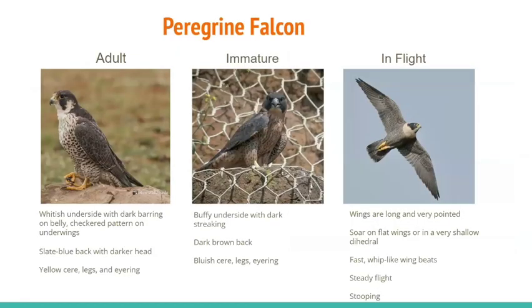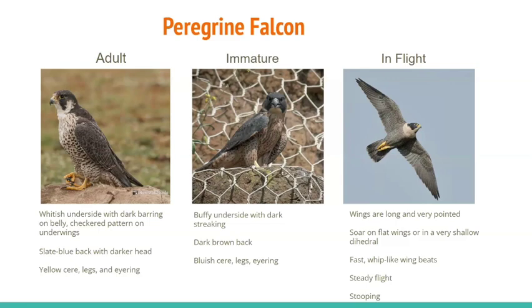So for the adults, they have very stark white underside with dark barring on the belly and down through the chest, or down through the flanks. And they also have a distinct checkered pattern on the underwings. For the back, it's this beautiful slate blue, very dark, with an almost black head. And they have those very thick malar stripes that looks more like a mask than just a single mustache. They also have a yellow cere, so that area of their bill that includes their nare. Also yellow legs and a bright yellow eye ring.